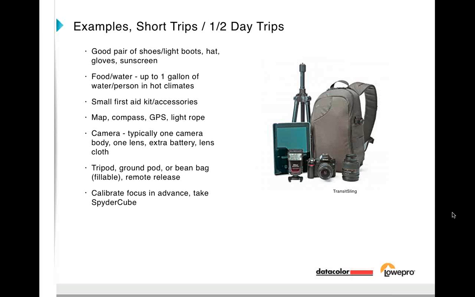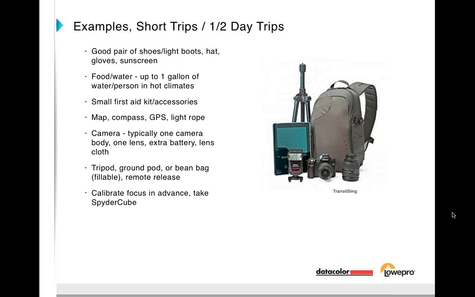Taking a camera for a short trip, it's typically one camera body, one lens, an extra battery, and a lens cloth. You might want to take along a little piece of cardboard so you can shade the lens from light if you happen to be shooting right into the light. Now that doesn't weigh anything.